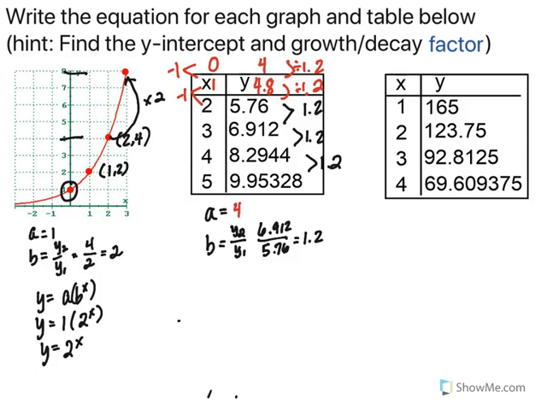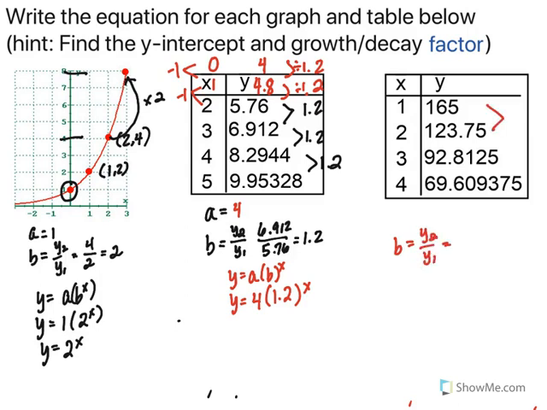So now I have my two values here, and I can substitute those into my equation, that a times b to the x. A in this case is 4. B in this case is 1.2, and we'll just leave it as y equals 4 times 1.2 to the x. When we're looking at this third table, again, it's the same thing that we had in the first. We're not given the y-intercept in this table, so we're going to go and find the growth or decay factor here, taking two y values and dividing them.